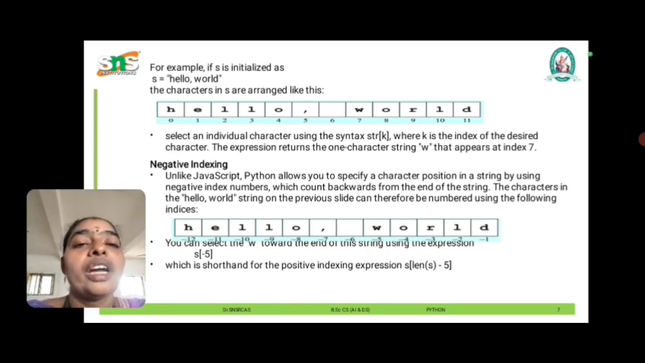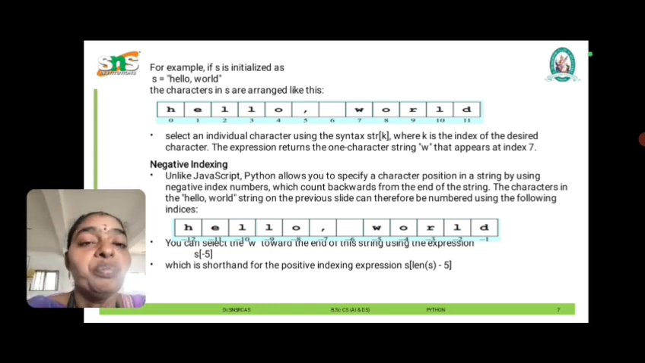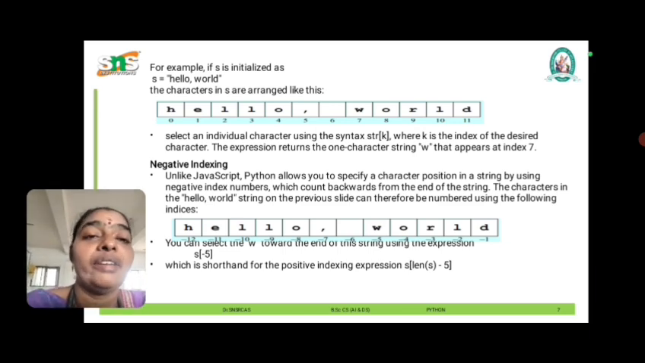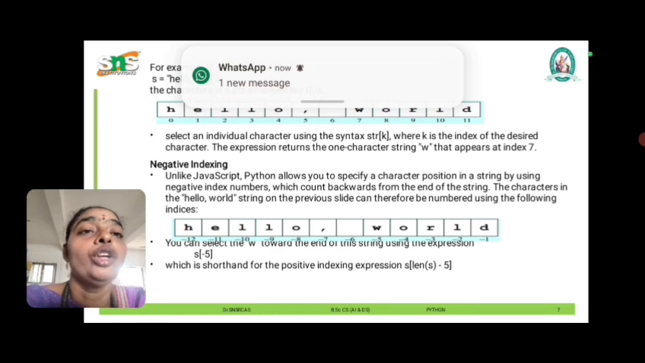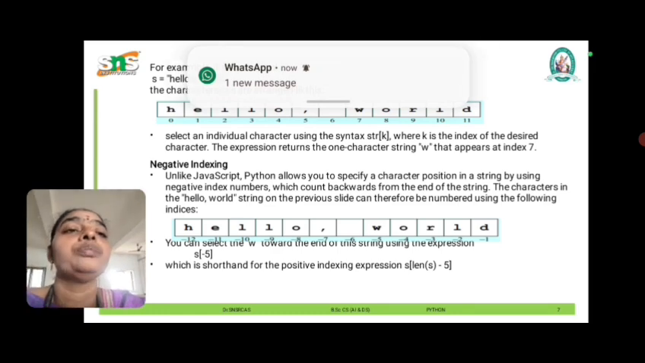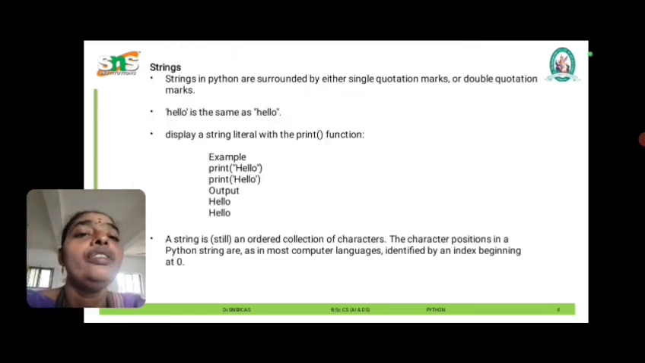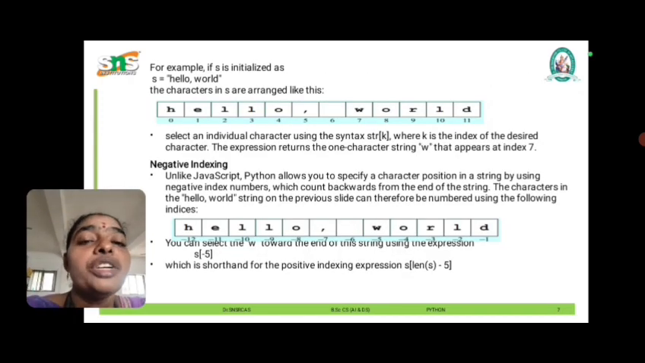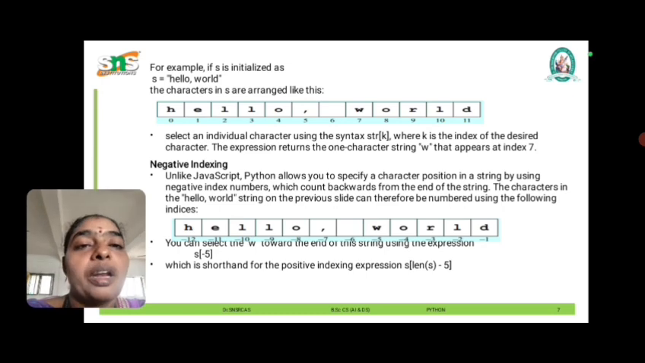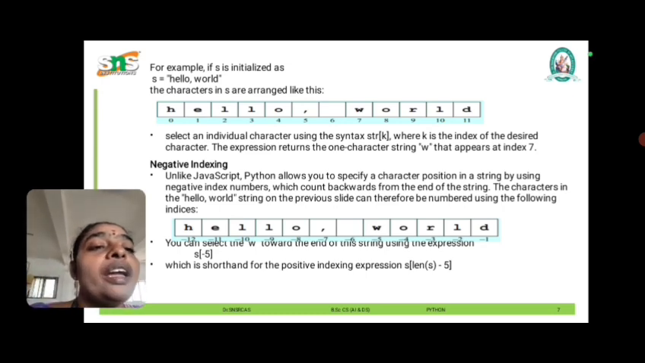Negative indexing is also available. It begins with minus 12 to minus 1. The first index is minus 12, and it is incremented by one toward minus 1. A positive index means incremented, a negative index means decremented. Here, S of 4 displays o, and S of minus 5 displays w.